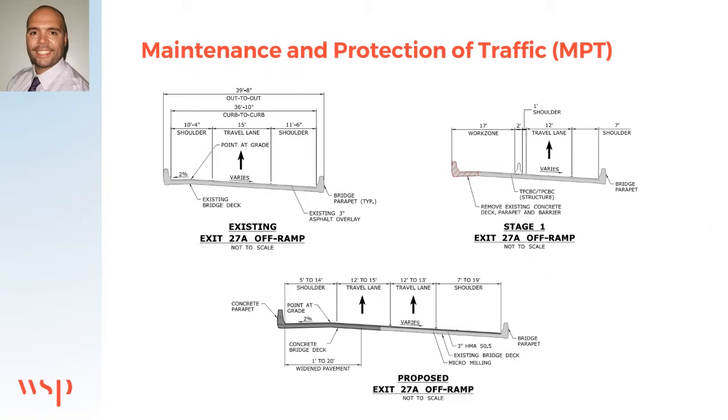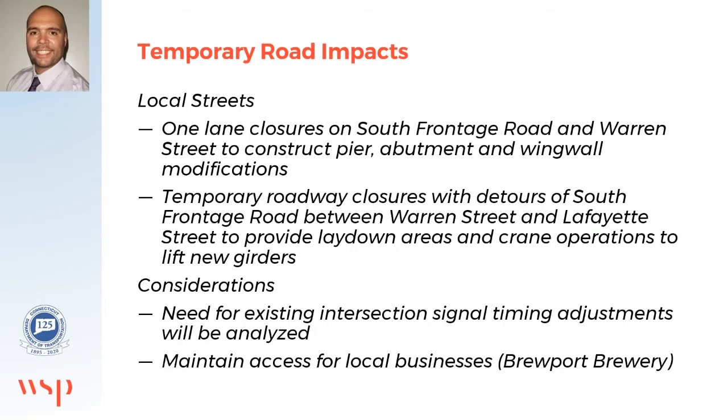Moving on to temporary road impacts. We do anticipate impacts to the local streets, especially on South Frontage Road and Warren Street. Short-term, 10-minute lane closures during off-peak times may be needed for steel lifting operations. There could also be 1-lane closures on either South Frontage Road, Warren Street, or both while the contractor is constructing the pier and modifying the abutment and wing wall for the bridge and the off-ramp.